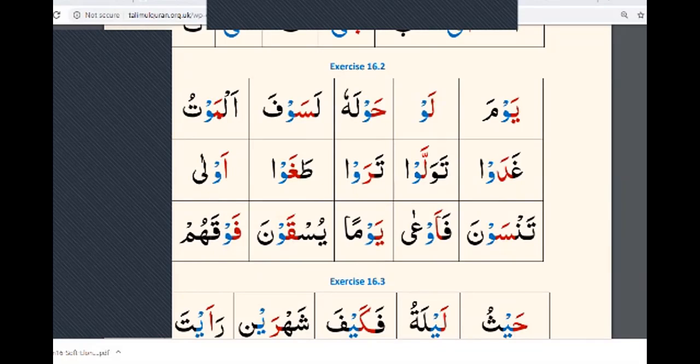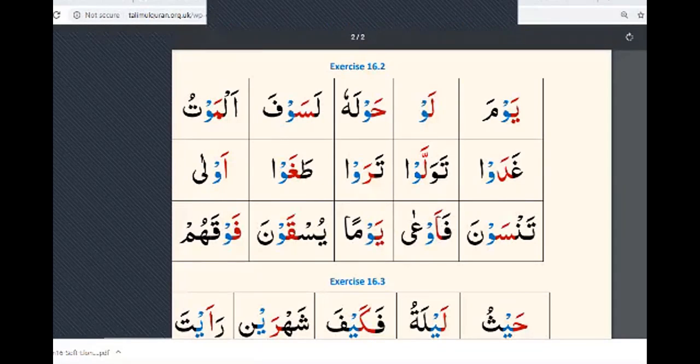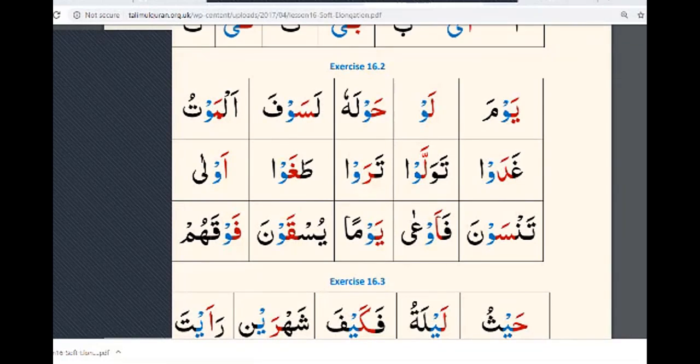Okay, so once more, ta, ro. Ta, ro. Beautiful, very nice. And the last one on that line, aula. Aula. Beautiful, lovely recitation, N6358. That was very nicely done.